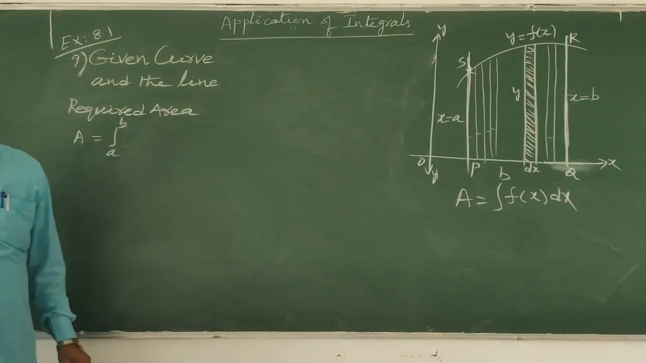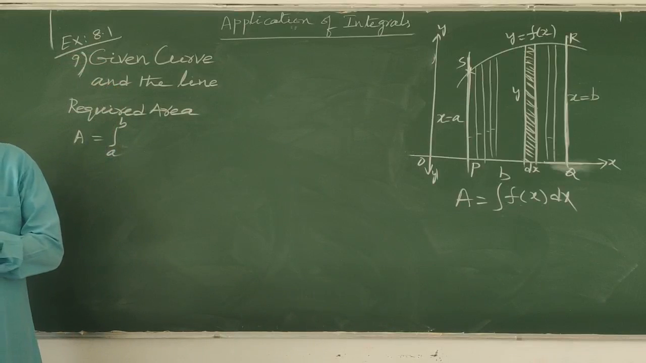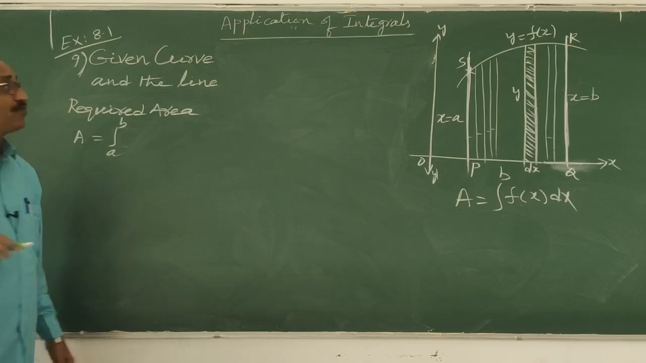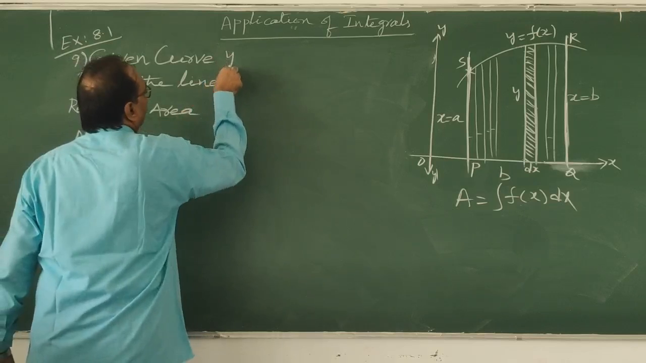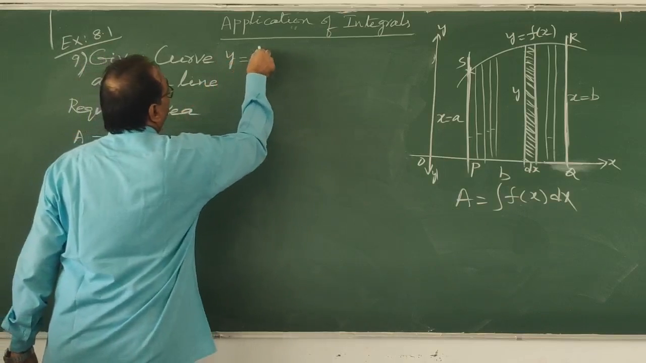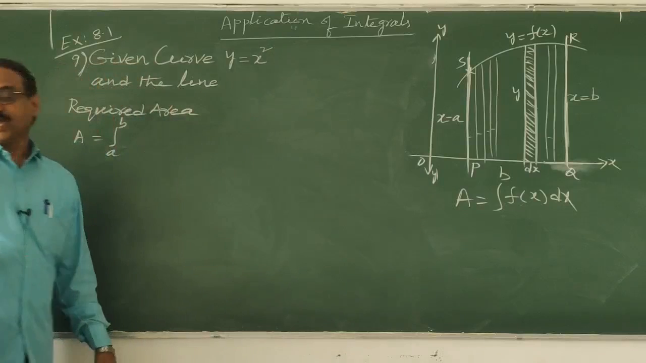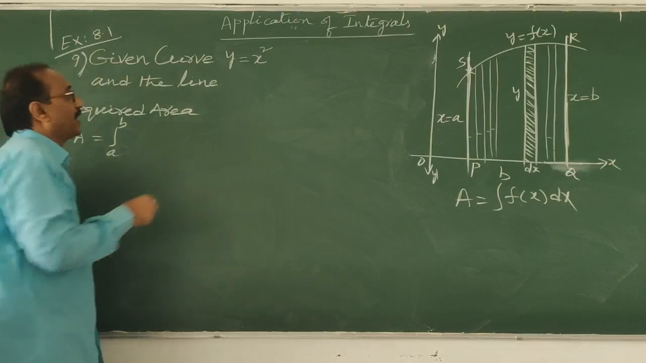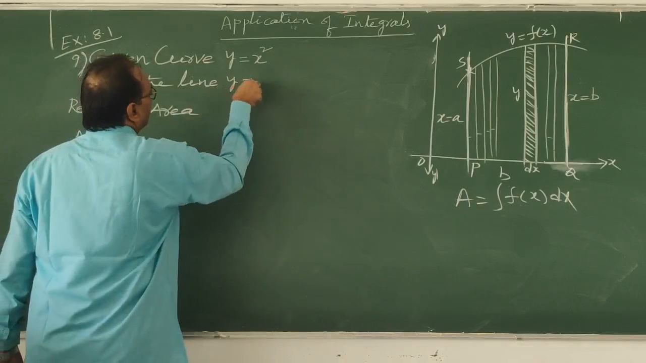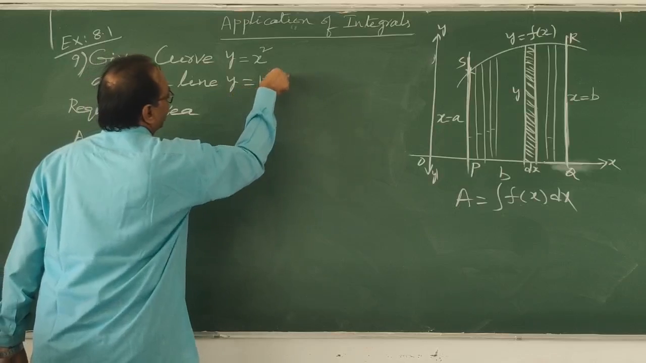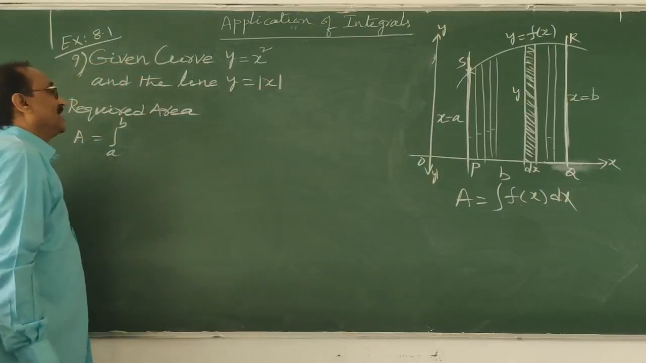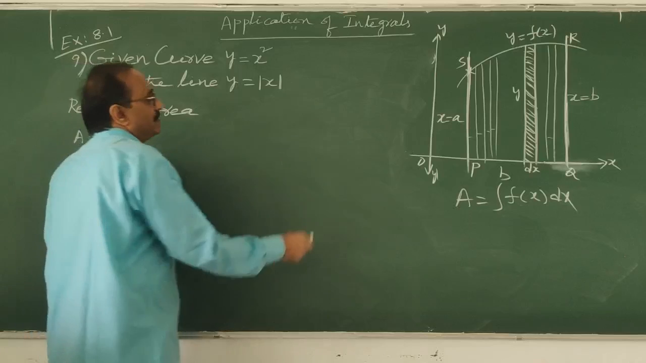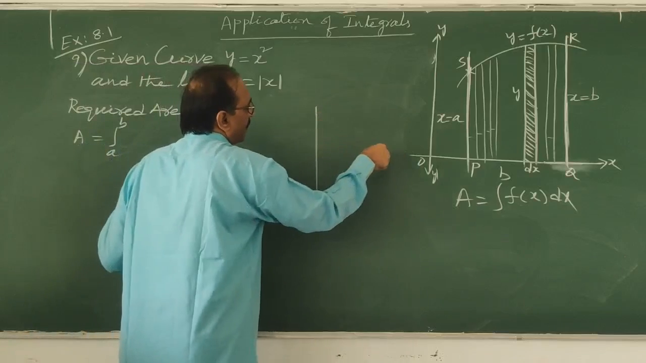Okay, problem number 9 now. Find the area of the region bounded by the parabola y is equal to x square and the line y is equal to mod x. Modulus concept has come here. y is equal to x square and y is equal to mod x. So immediately I can draw this diagram.